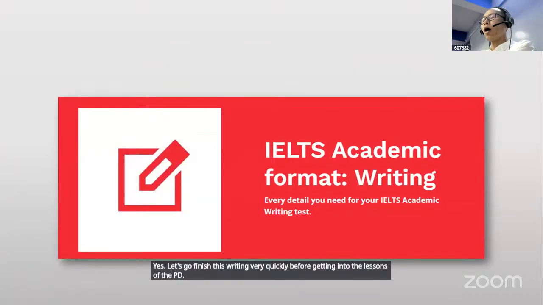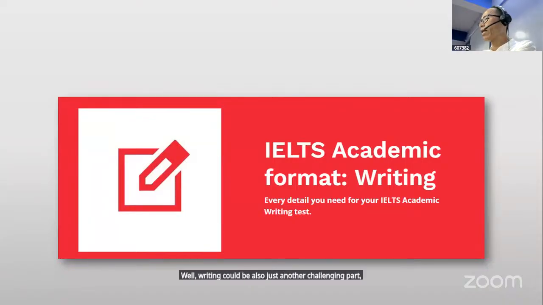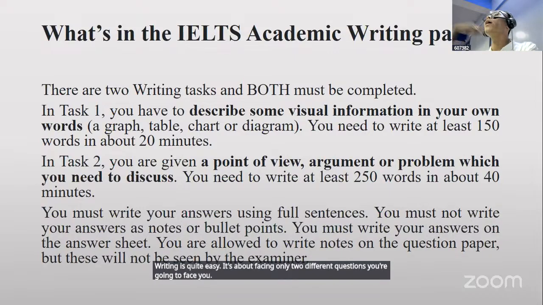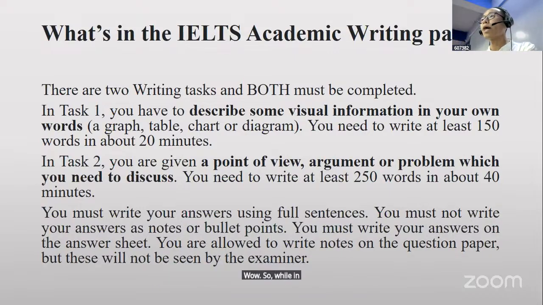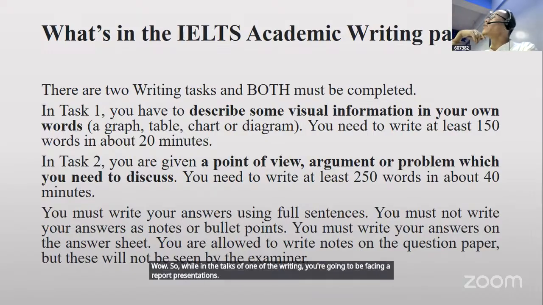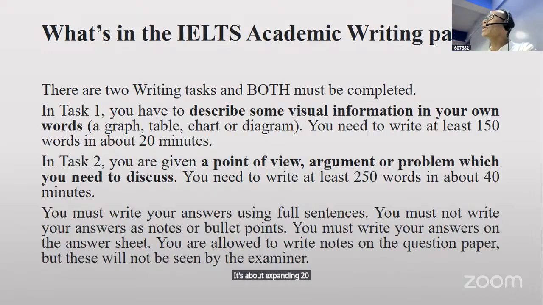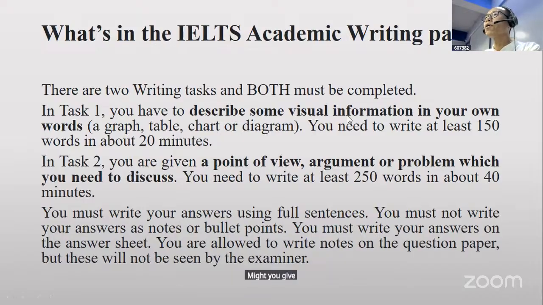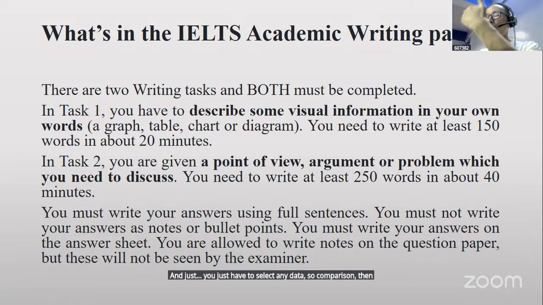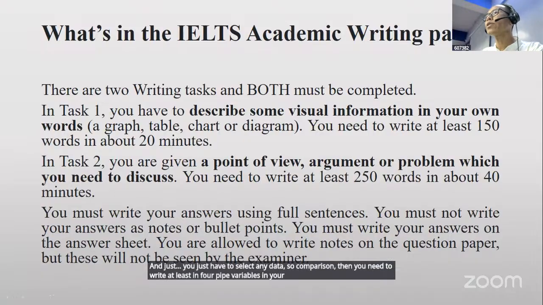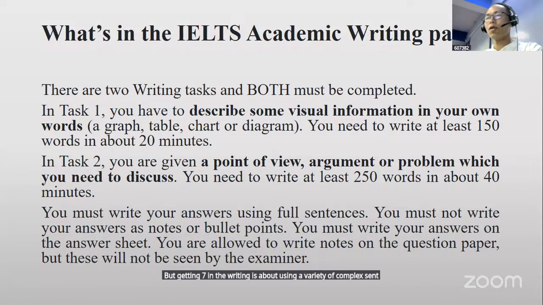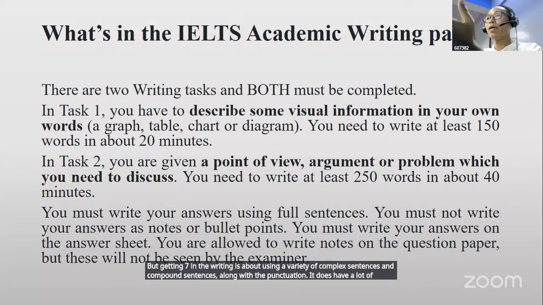Well, writing could be yet another challenging part, but compared to reading, writing is quite easy. It's about facing only 2 different questions. In task 1 of the writing, you're going to be facing a report presentation. It's about spending 20 minutes and writing at least 150 words of the report. You're given a graph, and you just have to select data for comparison. Then you need to write 4 or 5 paragraphs in your own words. But getting a 7 in writing is about using a variety of complex and compound sentences along with punctuation. It does have a lot of ideas academically.